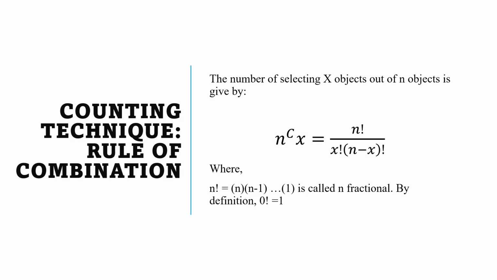In order to apply the counting technique, you can see this formula, called the rule of combination. In this case, n is the number of observations and x is the number of events of interest in the sample. This will give you the number of combinations of x events of interest out of the n observations. n! here is called n factorial. By definition, 0! is equal to 1.